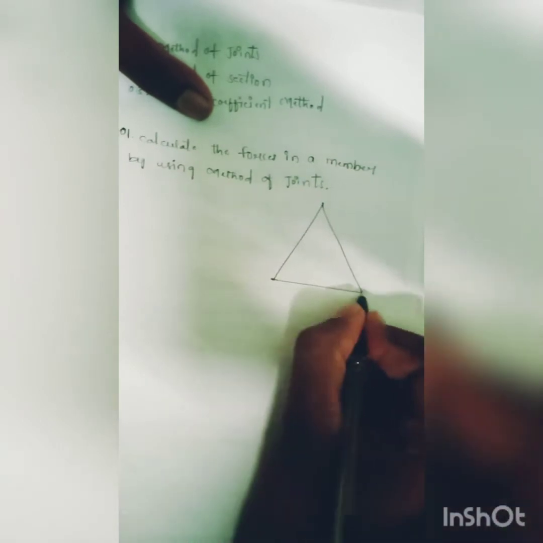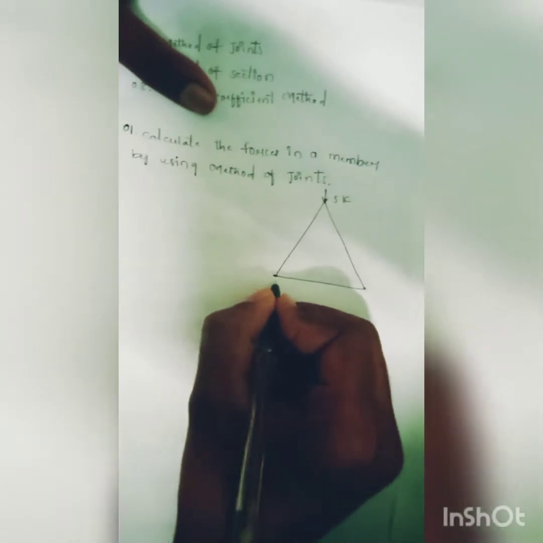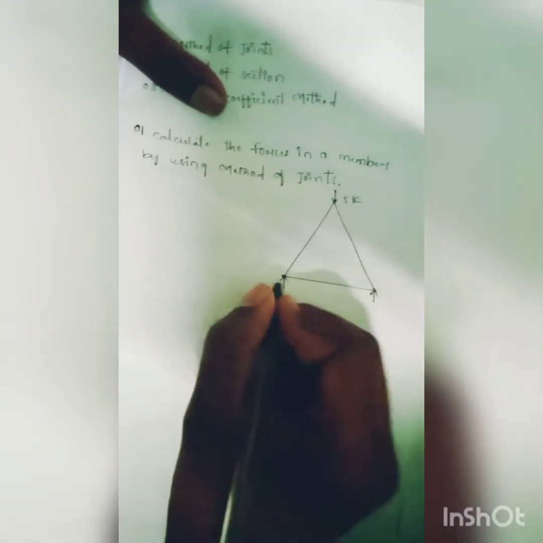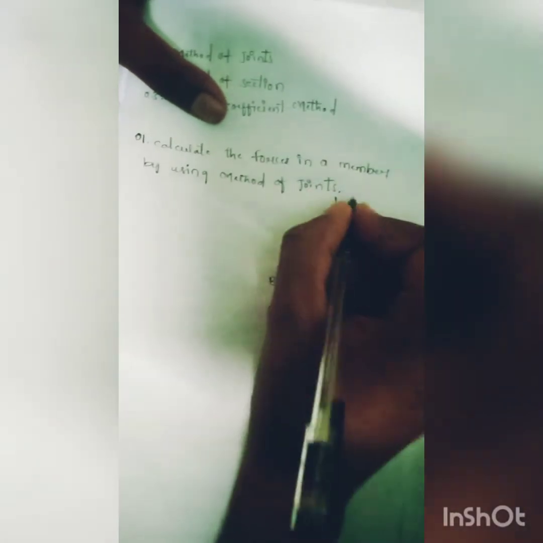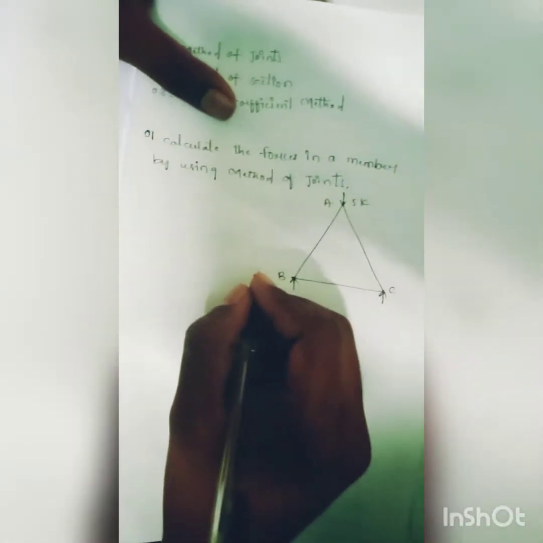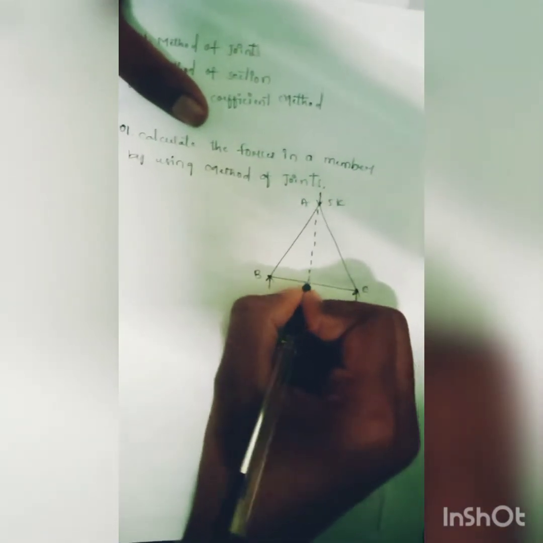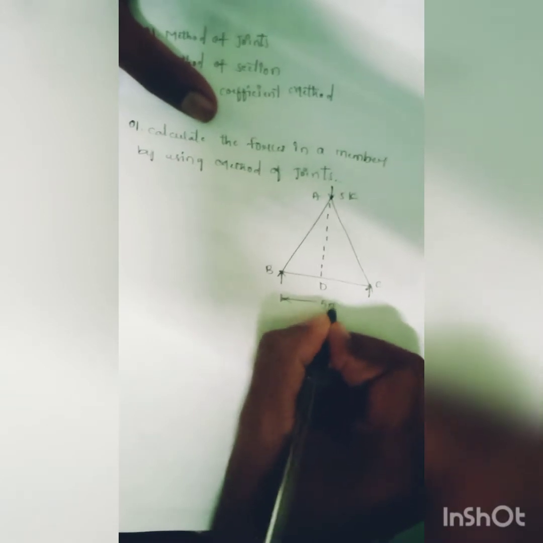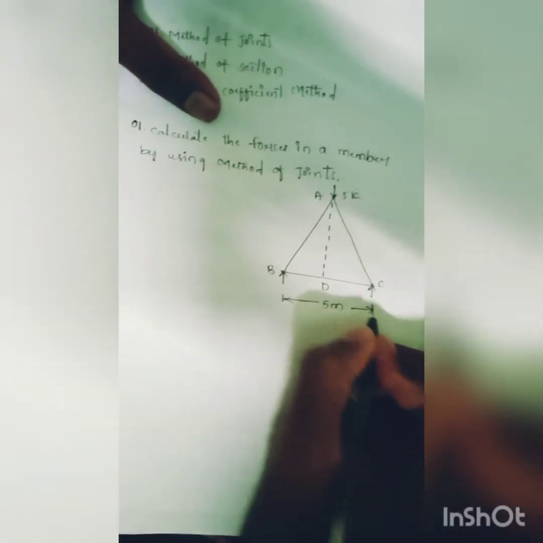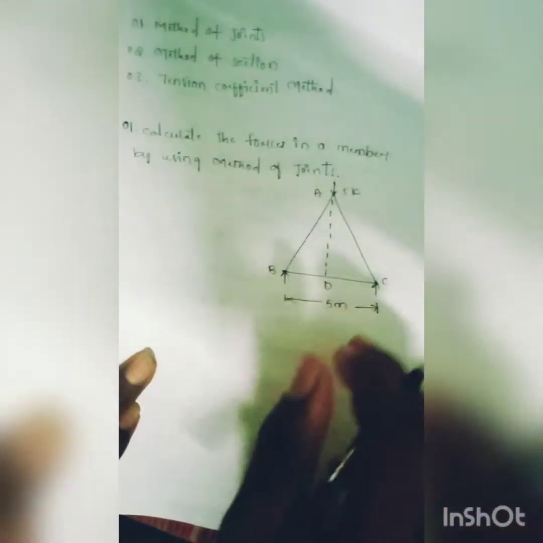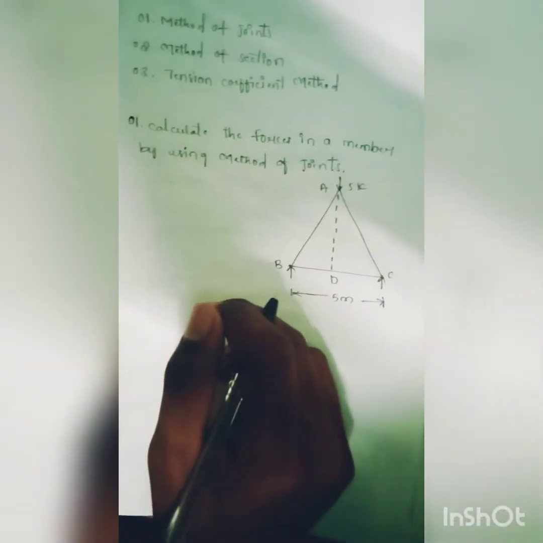Let us see the diagram. It is 5 kilonewtons. Here it is an upward reaction, that is B, and C it is given as A, 5 kilonewtons. Let us draw a line from the joint A. Okay, let us consider this is point A, B, C, and this is D, and the total length is given as 5 meters. This is the question he has given. We need to calculate the forces in each member.